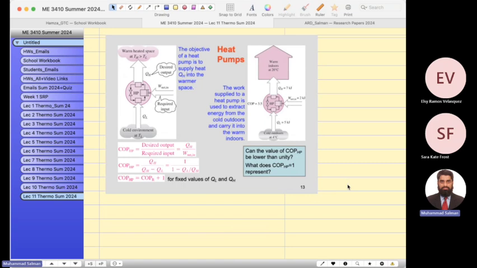The third device is the heat pump, where the desired output is the QH. So this is my QH. In the winter season, we run the same air conditioner in the reverse cycle, where the coefficient of performance of the heat pump becomes the desired output divided by the work input. And the work input is again QH minus QL. And if you just redo this, 1 minus QL over QH.